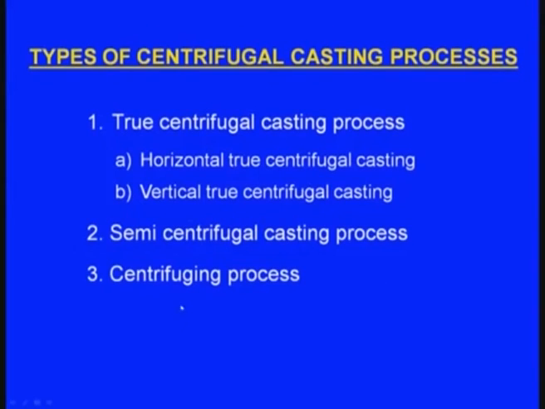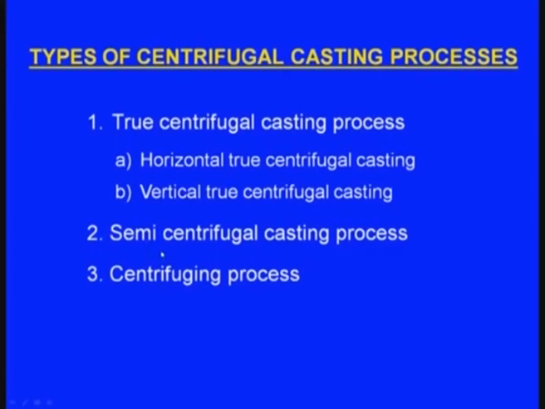And the third one we have seen, that is the centrifuging process. In both these two cases, semi centrifugal casting process and the centrifuging process, the mold will be rotating about a vertical axis. Then what is the difference between semi centrifugal casting process and the centrifuging process? In the case of the semi centrifugal casting process, there will be a mold and it will be rotating about a vertical axis, but only one cast component can be produced using a single mold. But in the case of the centrifuging process, using a single mold, several castings can be made.